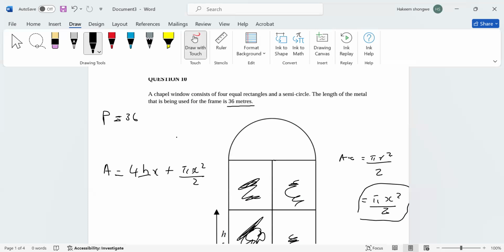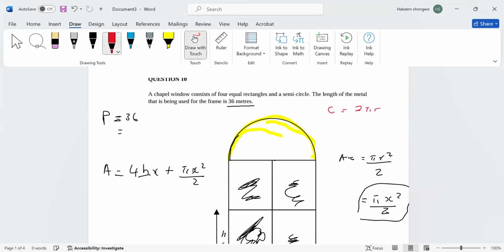So the perimeter of this one is going to be equal to, but here we're having a semicircle. If I'm going to have a sum of all sides of the shape, I must have this semicircular side. And we know the side of a circle is the circumference, and the circumference is given by 2 pi r.